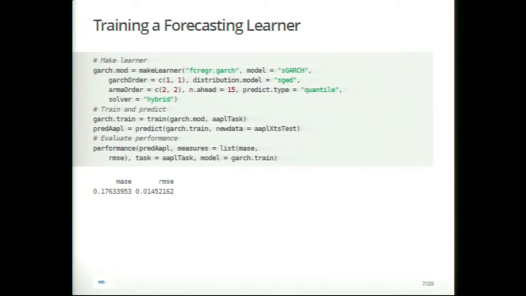And we can do a performance evaluation given that prediction object. And here we can look at multiple measures. Here we look at both MASE and RMSE. We feed it the task and the model. It tells us we get a MASE of 0.17. It's probably because the MASE here is a seasonal MASE we're using. So seasonal MASE of 5 is probably not terribly good.